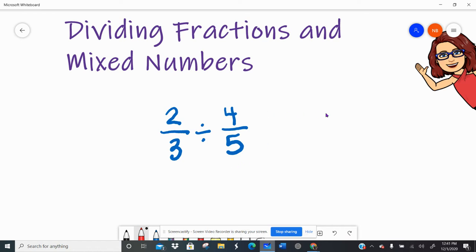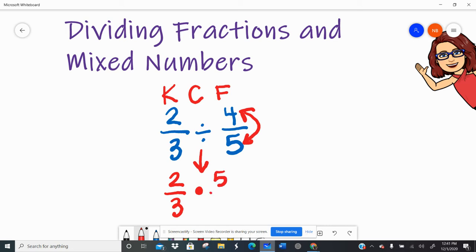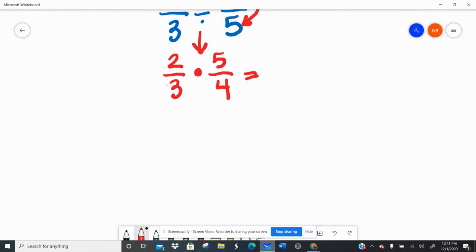So now with division only, I use a process called keep, change, flip. I'm going to keep the first fraction. I take division and I make it multiplication, and then I flip the second fraction. It's called the reciprocal. So if it was 4/5, it becomes 5/4. Now I ignore my original division problem, and I now only focus on my new problem, which is multiplication.